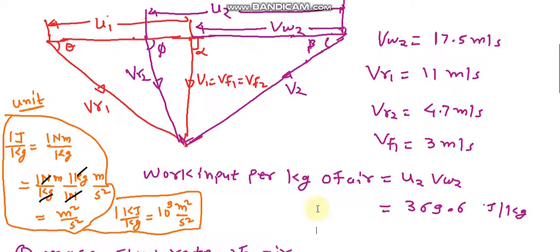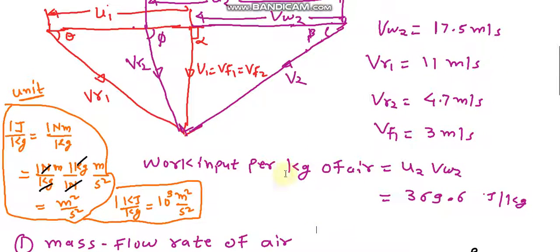So first we find the work input per kg of air. Work input per kg of air is Euler's work, because actual work is not given and T2 minus T1 is not given. So it is U2 into VW2, in meter per second. We put the values of U2, which is pi D2 N by 60, and VW2, which we get from this diagram. We get the work input per kg of air, that is 369.9 joule per kg.